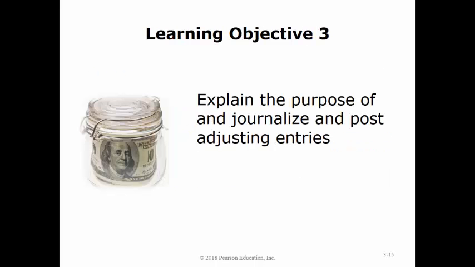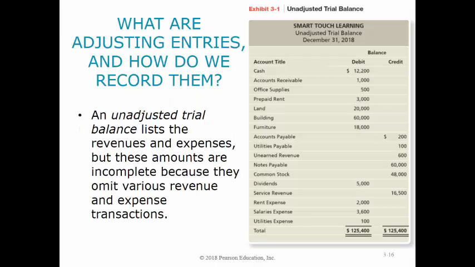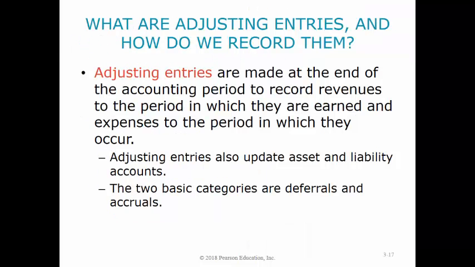After this section, you should be able to explain the purpose of and journalize and post adjusting entries. The end-of-period process begins with the trial balance. The unadjusted trial balance is incomplete because it omits various revenue and expense transactions in the account balances. Accrual basis accounting requires the business to review the unadjusted trial balance and determine whether any additional revenues and expenses need to be recorded. Are there revenues that Smart Touch Learning has earned that haven't been recorded yet? Are there expenses that have occurred that haven't been journalized?